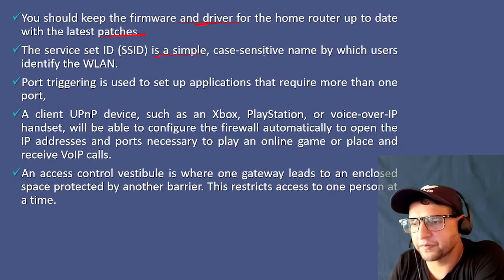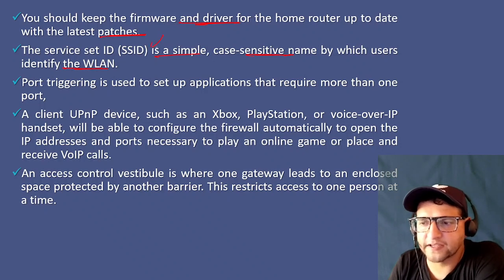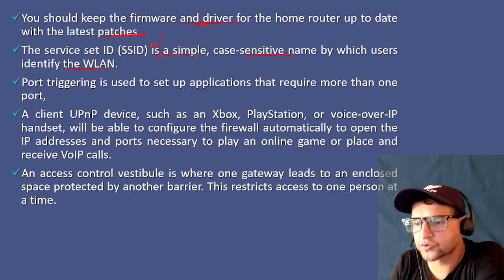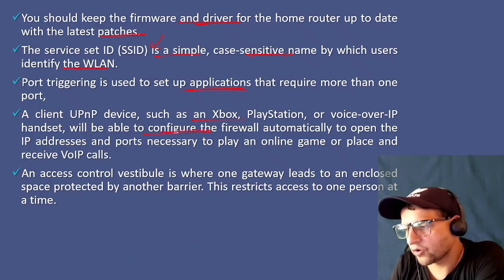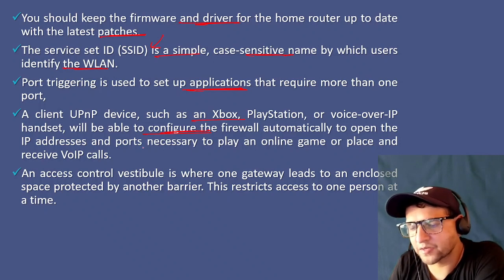SSID is a simple case sensitive name by which users identify the VLAN. SSID is the name of the access point. Port triggering is used to set up applications that require more than one port. A client UPnP device such as Xbox, PlayStation or VoIP handset will be able to configure the firewall automatically to open the IP address and port necessary to play an online game or place and receive VoIP calls.